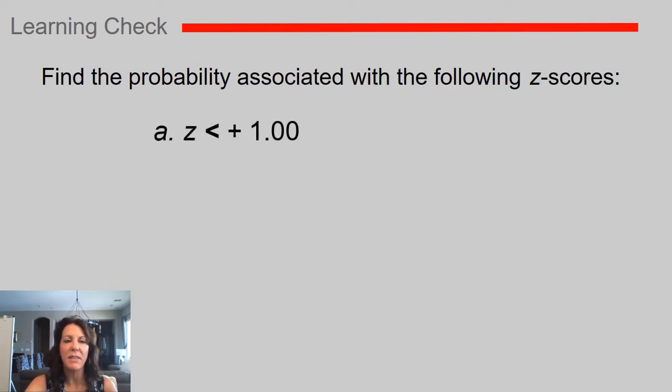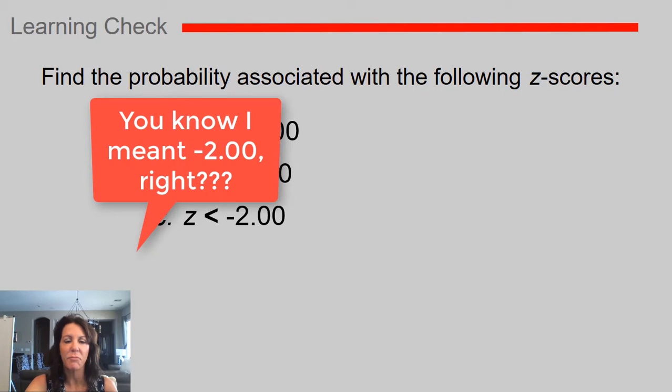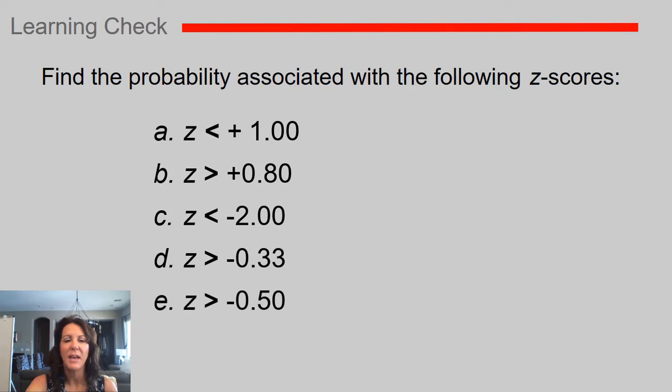Look for the probability of finding a z that is less than 0.1, the probability of finding a z that is greater than 0.8, the probability of finding a z that is less than negative 0.2, the probability of finding a z that is greater than negative 0.33, and the probability of finding a z that is greater than negative 0.50. So take a stab at those and then come on back.